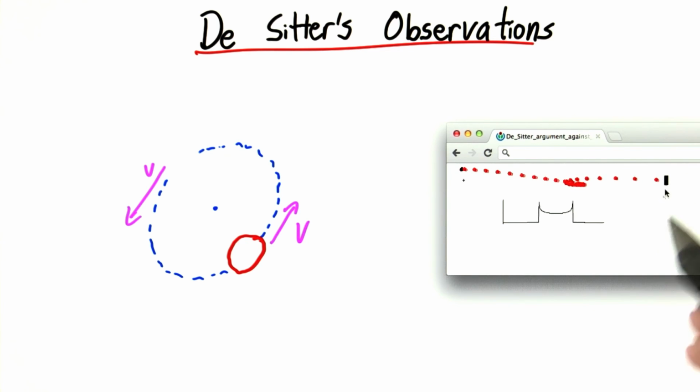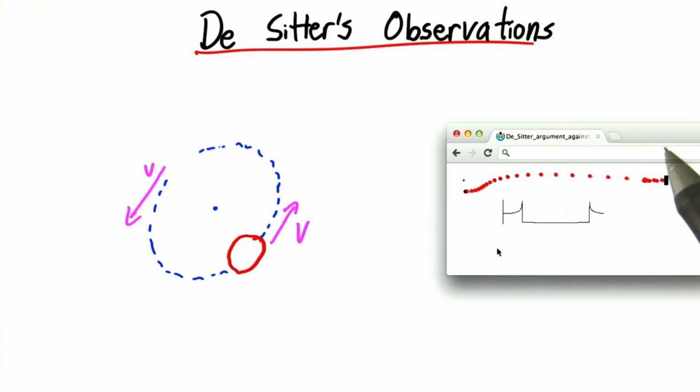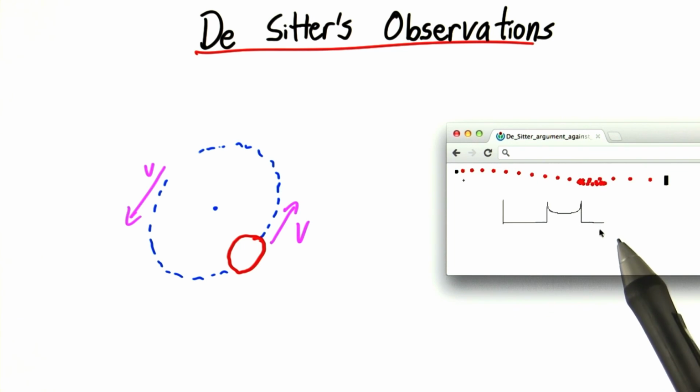And it turns out, De Sitter found that that doesn't happen. This was a very clever experiment to confirm experimentally the second postulate of special relativity.